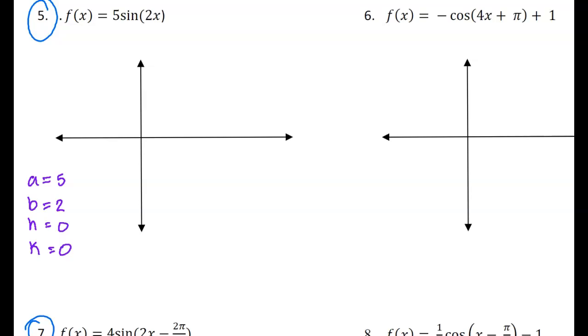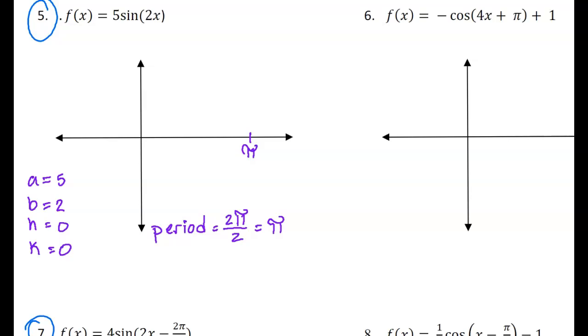So here, before I can start solving, I need to find the period. You find the period by taking the B value and solving for the period. Period is equal to 2 pi over the B value, which is 2. So our period here is just pi. That means that is going to be our max x value. That's our period.